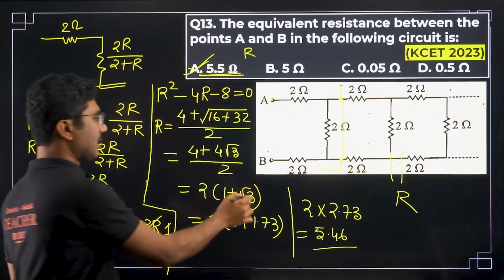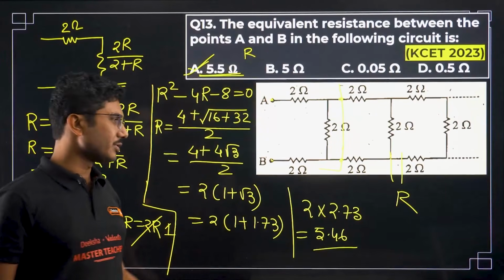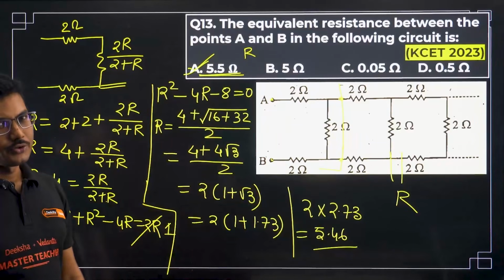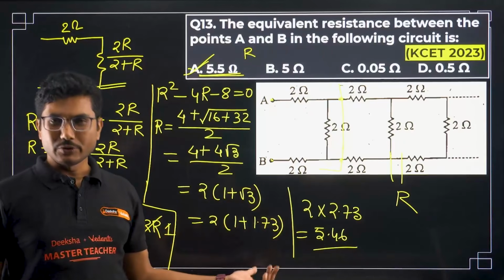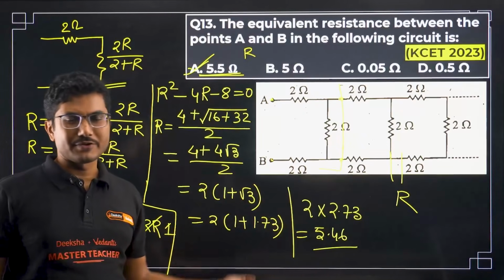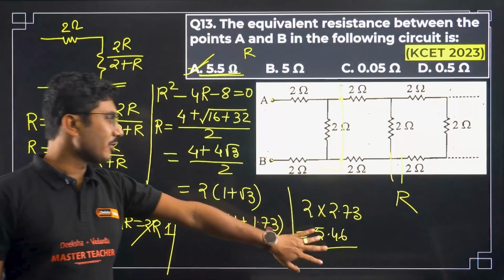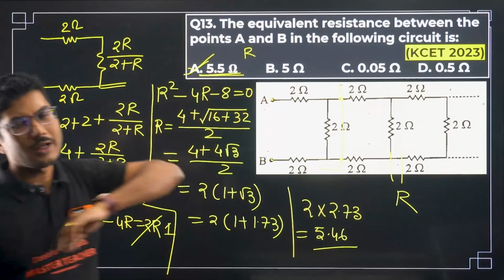5.46 means the closest value is 5.5. Now this is an irrational number, so the decimal goes on, so without using a calculator this is the only way to solve. Okay, 2.5 into 2 is 5, 2.7 into 2 is 5.4, so if you arrive at 5.4, that is also fine. 5.4 means the closest value will be 5.5.